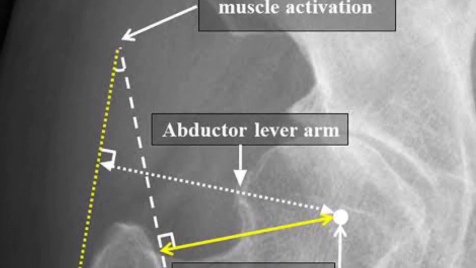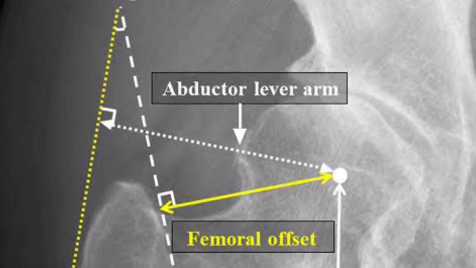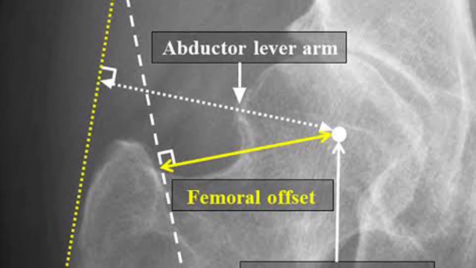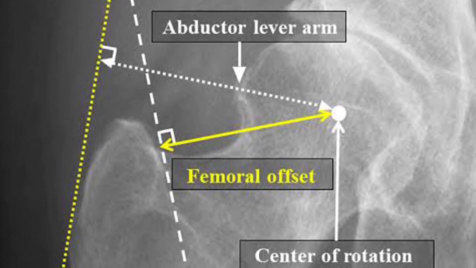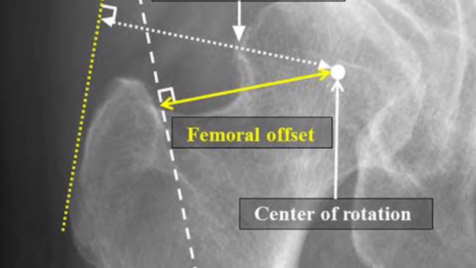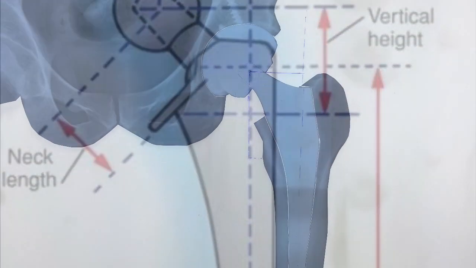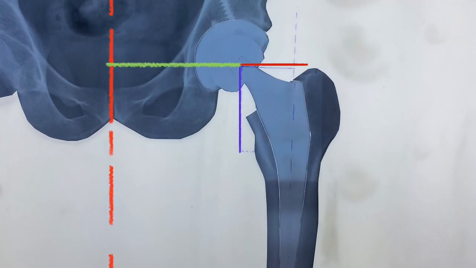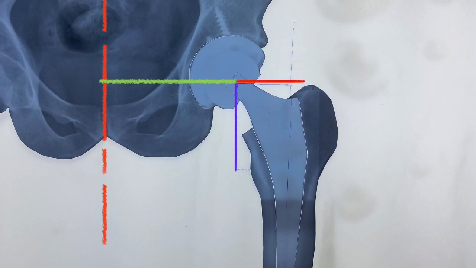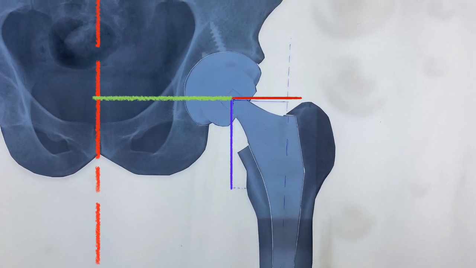So the distance between this abductor muscles pull direction and the center of rotation creates the abductor lever arm, which for all practical purposes is the femoral offset in our case. And this femoral offset indirectly will tell you about the abductor muscle tension. Similarly, the prosthesis that we are using will have its own vertical offset, horizontal offset, its vertical height and stem length and all. So coming to the X-ray picture, you can see that after implantation you create offsets.